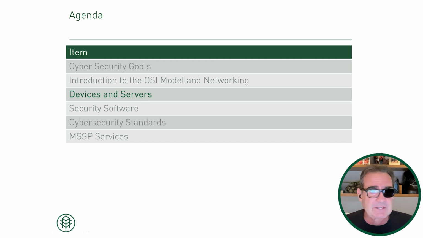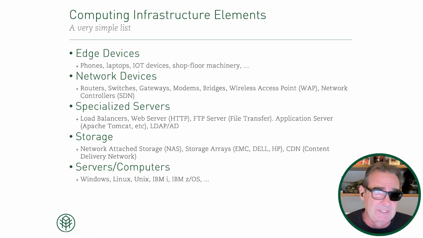Whether it's a beefy database server in a data center or a laptop on someone's desk, these devices are what all the network traffic that's flowing through your network is sending data to and from. And there is a broad set of categories, but we'll divide them into 5 simple categories. So a very simple list of what may be in your data center or in your logical network.